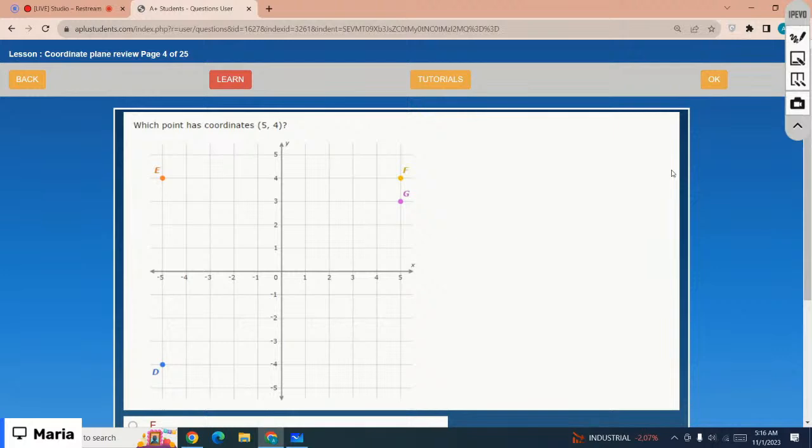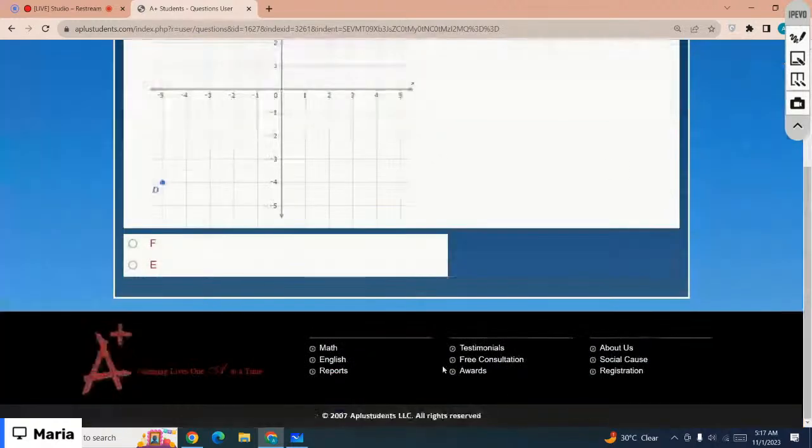Okay, which point has coordinates 5 and 4? Which is the correct option? X is 5, Y is 4. So that means both x and y are positive. The point must be in the first quadrant, right? Just look at this one. X is 5, y is 3. F, x is 5, y is 4. That means F is the point that has the coordinates 5 and 4. The correct option is F.